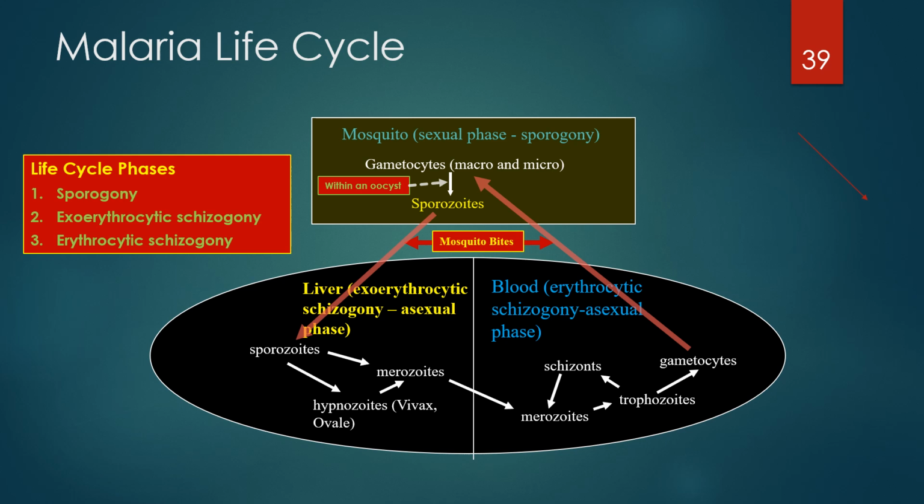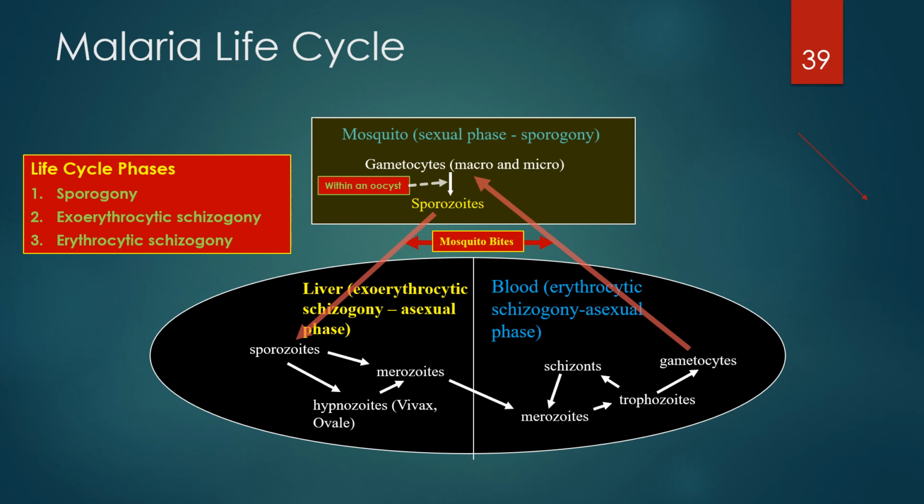This is the life cycle of malaria. There are essentially 3 phases in the malaria life cycle: sporogony, exoerythrocytic schizogony, and erythrocytic schizogony. The mosquito phase is where the parasite forms sporozoites that are infectious for humans from gametocytes through a process called sporogony. This mosquito phase is the sexual phase of the parasite. This process of transforming gametocytes into sporozoites takes place within oocysts attached to the stomach wall of the mosquito.